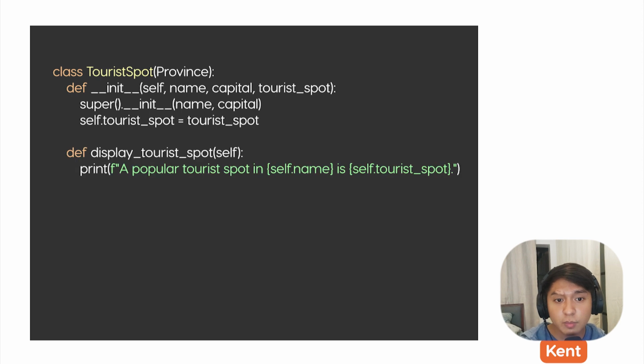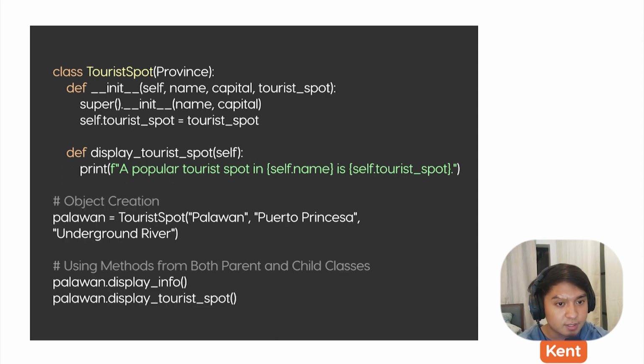Now, let's add a new method, which is display_tourist_spot, to this child class that is not present in the parent class. This will print the sentence shown. Just like what we did with the province class, we create an object of the tourist spot class and call its methods. As you can see in this terminal, through inheritance, the object can use methods from both the parent and child classes. In summary, inheritance allows tourist spot to inherit all the attributes and methods from province, and it also lets us add a new functionality specific to tourist spot.